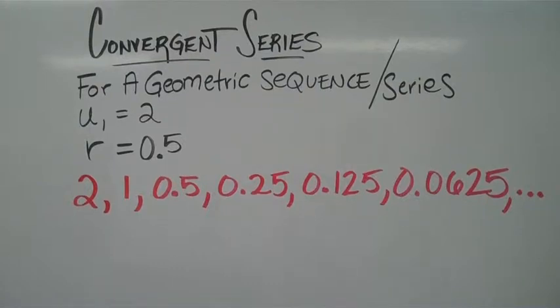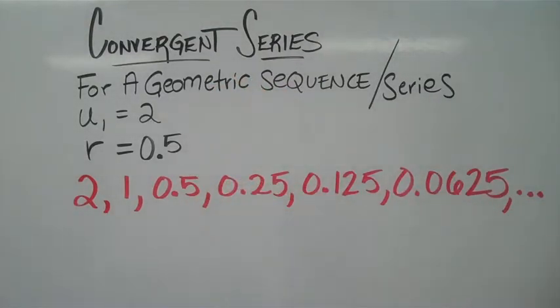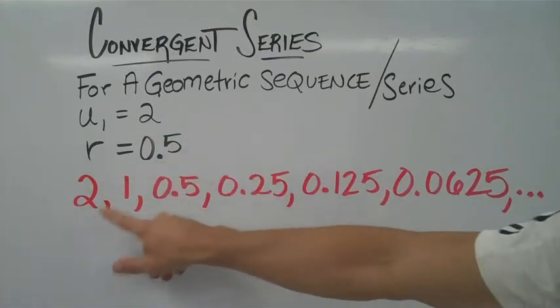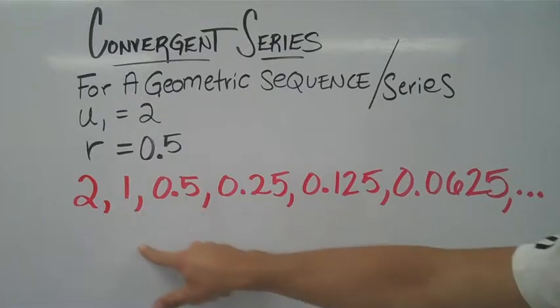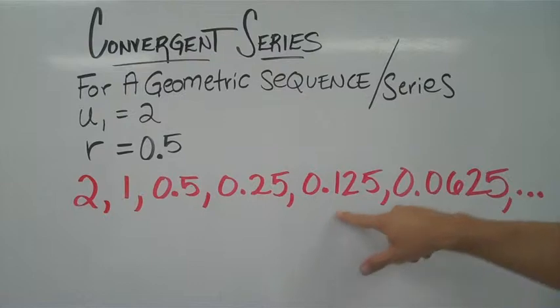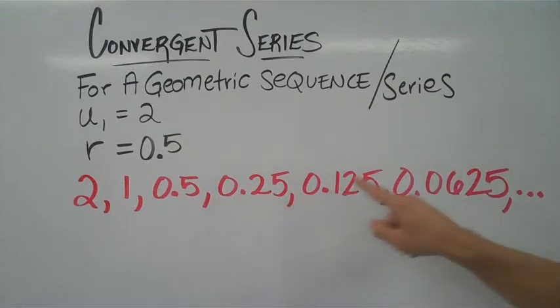For a geometric sequence or series where our first term is 2 and our common ratio is 0.5, given this information, I can write out what the sequence looks like. We start at 2, and our common ratio is 0.5. So 2 times 1/2 is 1, times 1/2 is 0.5, times 1/2 is 0.25, times 1/2 is 0.125, times 1/2 is 0.0625, etc. You can see our numbers are getting smaller and smaller.